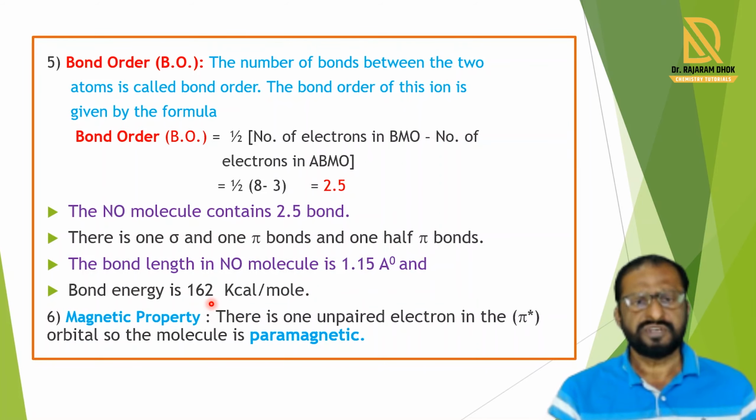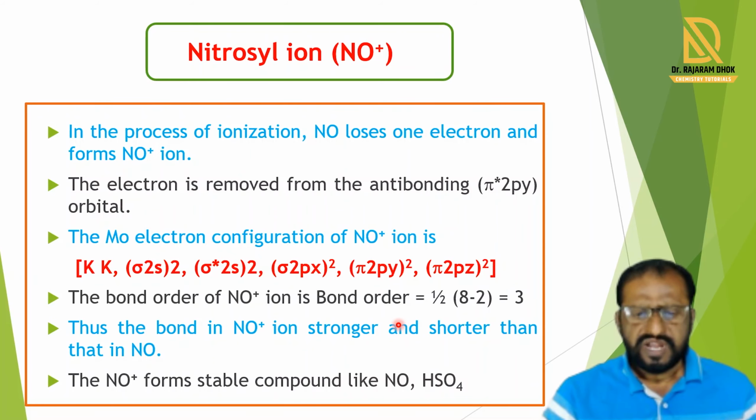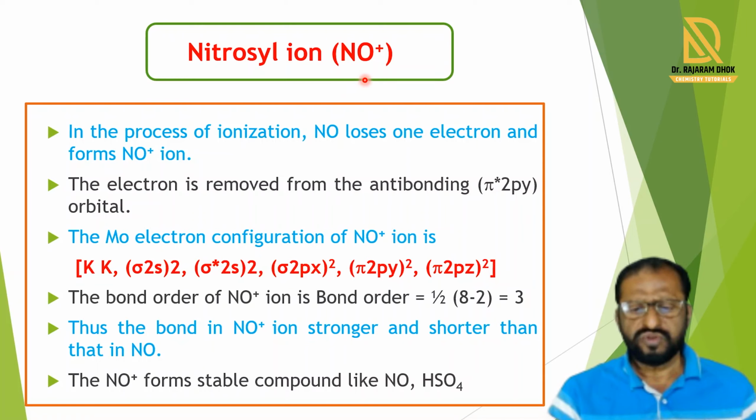Now we see the last point, the magnetic property of the NO molecule. In the diagram we have just seen, the MO energy level diagram contains one unpaired electron in the antibonding pi star molecular orbital, and so it shows paramagnetic property. Now we see the nitrosyl ion, NO plus ion. When the NO molecule is converted into the NO plus ion, what is the strength of that NO plus ion?